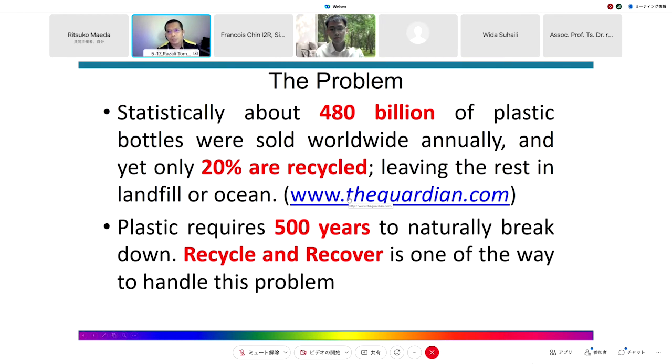One thing we can do to solve this issue is to perform the recycling process, in which, instead of relying on raw materials, we can use recycled items to develop new products. In that case, it supports the concept of the circular economy.